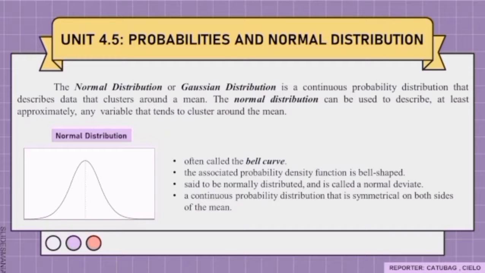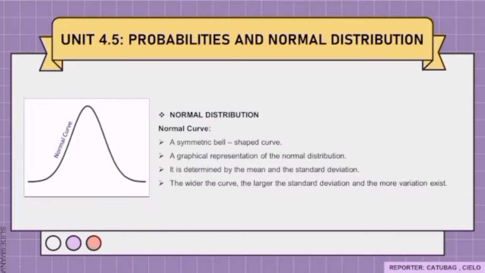The normal distribution or Gaussian distribution is a continuous probability distribution that describes the cluster around the mean. It can be used to describe, at least approximately, any variable that tends to cluster around the mean, often called the bell curve. The associated probability density function is a bell shape, said to be normally distributed, and is called a normal deviate. It is a continuous probability distribution that is symmetrical on both sides of the mean.